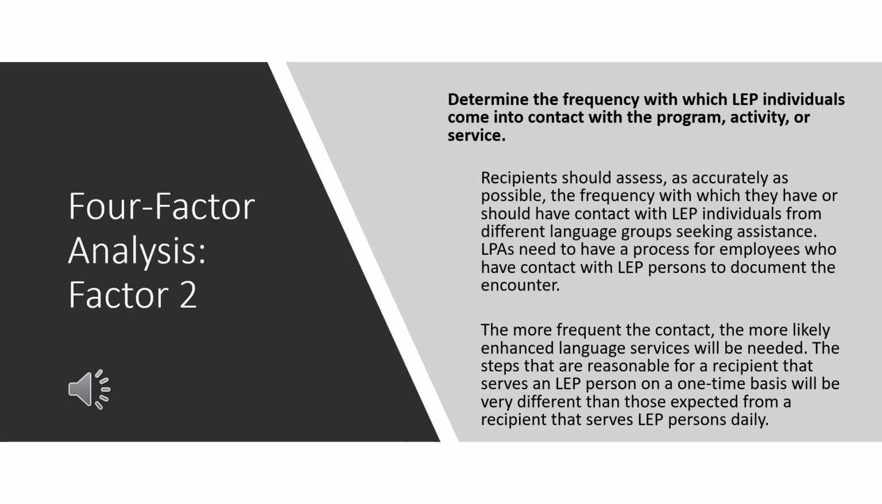Factor two of the four-factor analysis is to determine the frequency with which LEP individuals come into contact with your programs, activities, or services. Recipients or LPAs should assess as accurately as possible the frequency with which they have or should have contact with LEP individuals from different language groups seeking assistance. Local agencies need to have a process for employees who have contact with LEP persons to document those encounters. The more frequent the contact, the more likely it is that enhanced language services should be provided. The steps that are reasonable for a recipient that serves an LEP person on a one-time basis every once in a while are going to be very different than the expectations for a recipient that serves LEP persons on a daily basis.